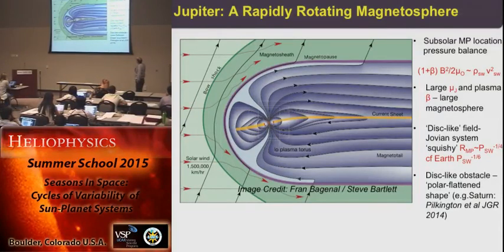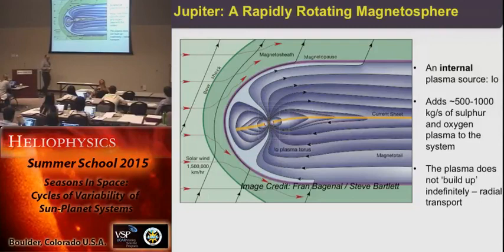And if you want to do a pressure balance calculation, you have to include not only the effects of B, which itself is distorted by strong centrifugal force into this disk-like field, but also plasma beta, the contribution from the hot plasma population, which is also a strong component of this internal pressure. Okay, so the characteristic compressibility index is 1/4, very compressible compared to the Earth's 1/6. And the disk-like obstacle presented to the solar wind probably means that the magnetopause boundary itself is somewhat flattened at the poles. We certainly have seen evidence for that flattening at Saturn using the Cassini magnetopause crossing database that's been assembled by Pilkington.